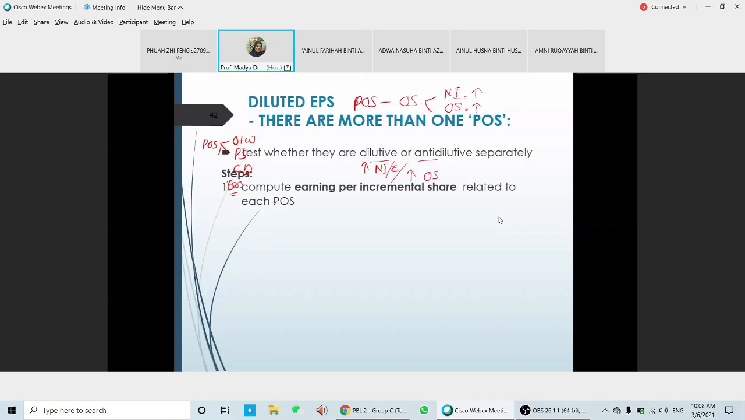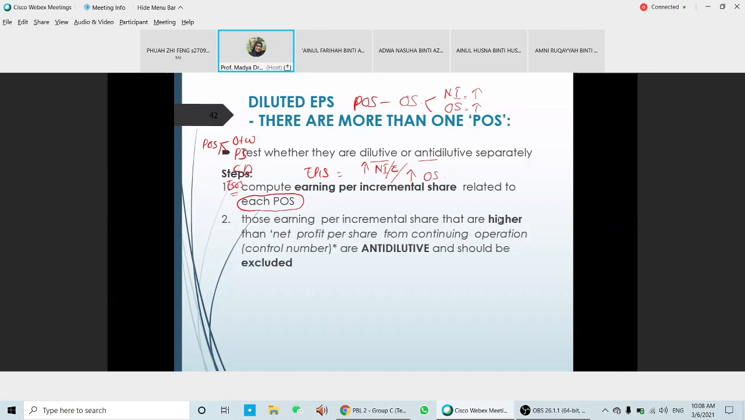For each of the POS, we need to compute the earning per incremental share, EPS. So how to find the EPS for each? It is the increase in the earning divided by the increase in the number of ordinary shares. The second step: we need to determine whether they are dilutive or anti-dilutive.